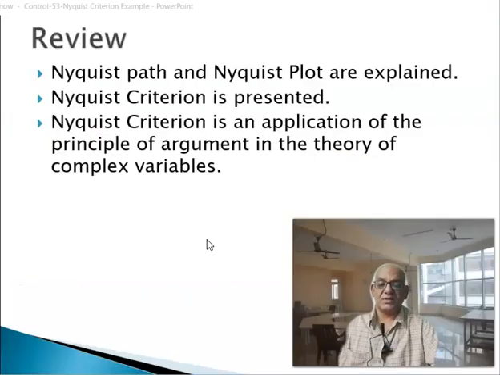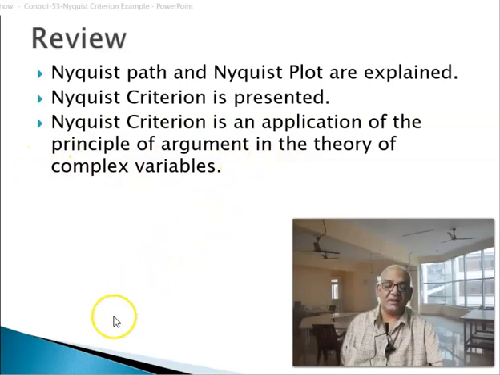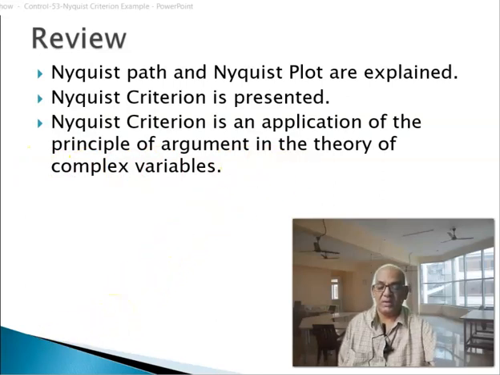In the past couple of videos, we have seen how the principle of argument in complex variable theory led us to the Nyquist criterion. We have shown what we mean by the Nyquist path, the big semicircle and small semicircle, and what a Nyquist plot is. We have seen what the Nyquist criterion is, as an application of the principle of argument in the theory of complex variables.